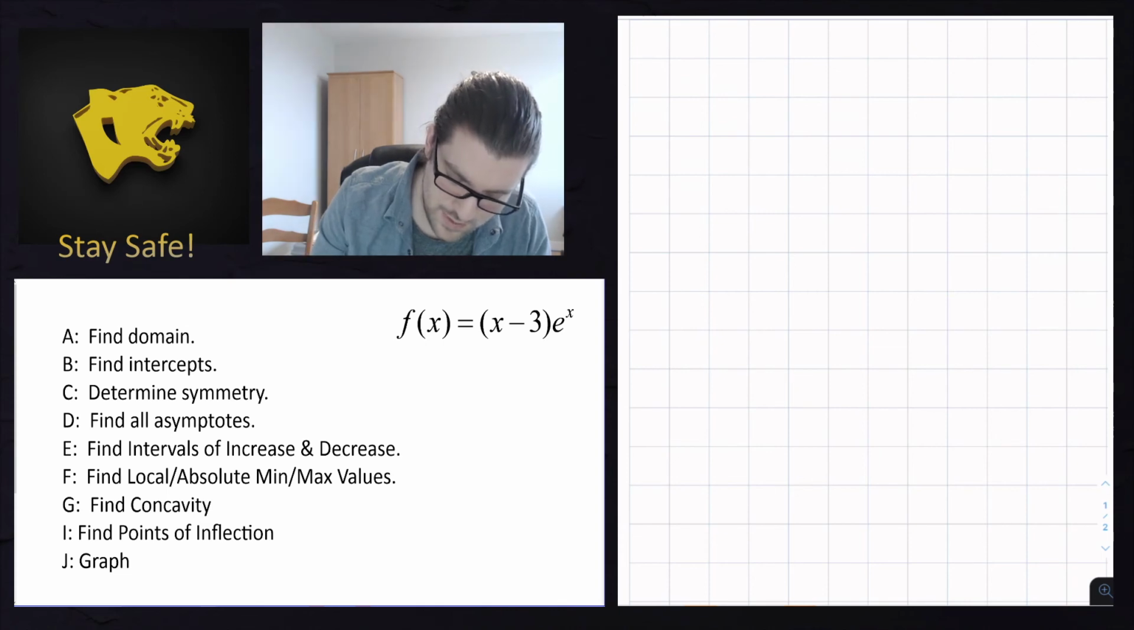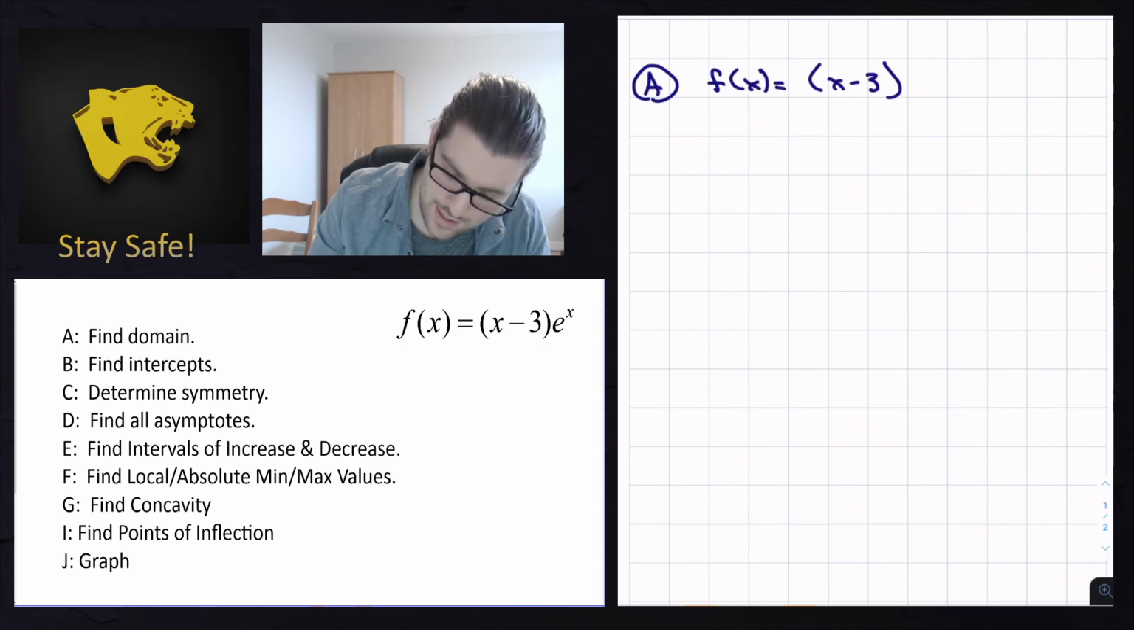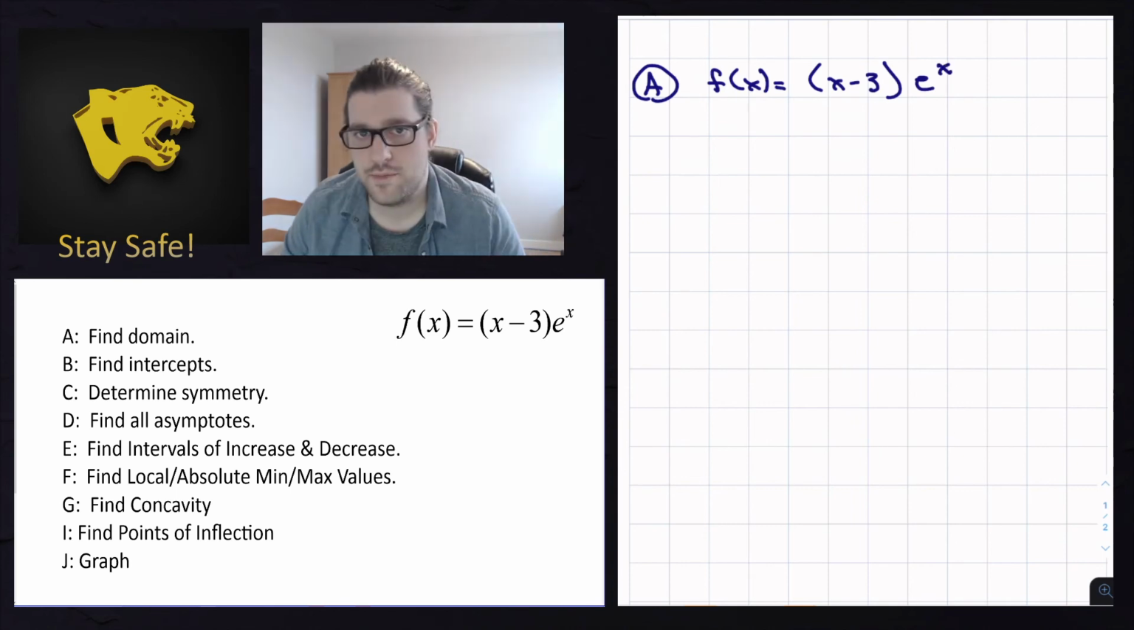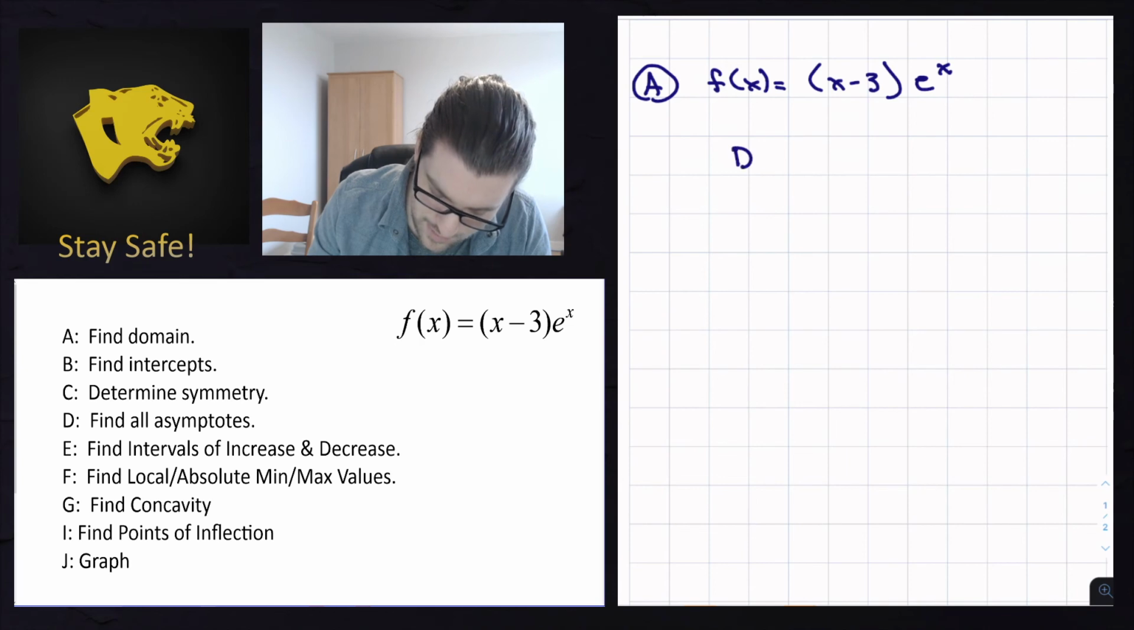So for this particular function, we have f of x is equal to x minus 3 times e to the x. So this is a combination or product of two separate functions that are a lot easier to understand. We have a linear function x minus 3 and an exponential function e to the x. Both of these functions individually have a domain of all real numbers, which means when multiplied, the combination, our f of x function here, also has a domain of all real numbers.